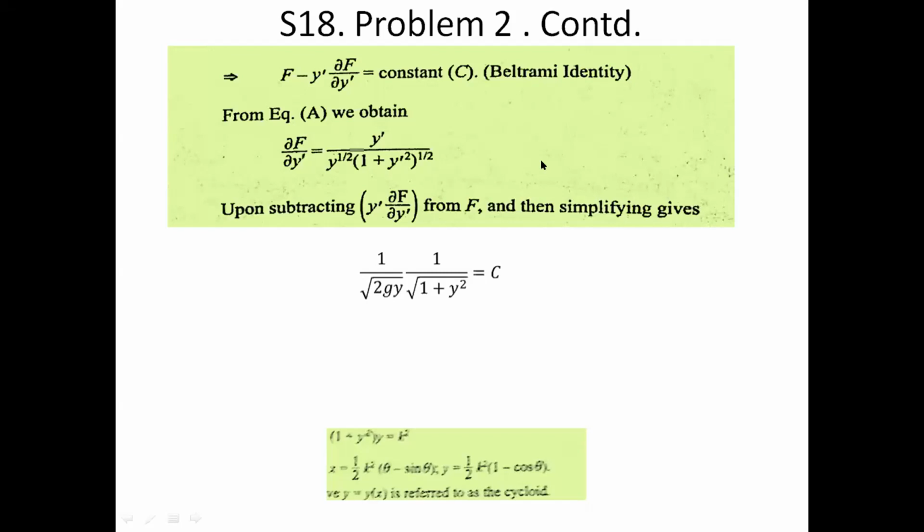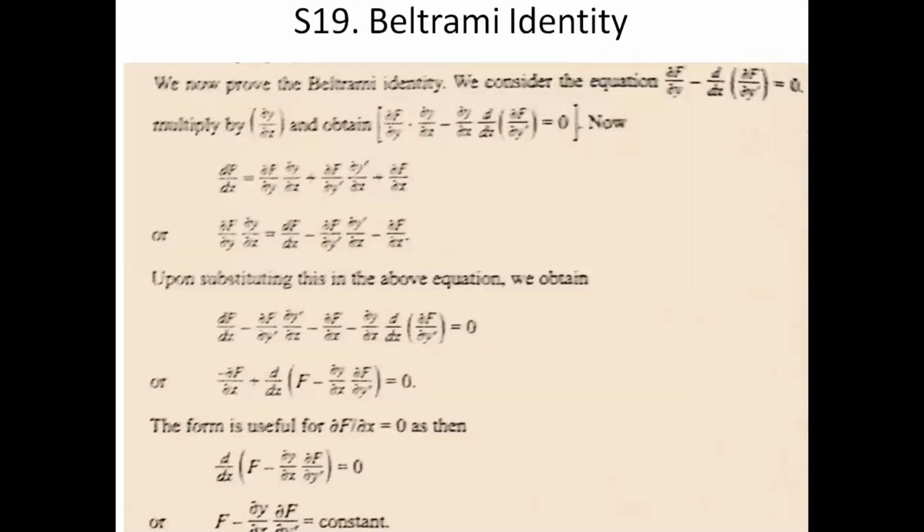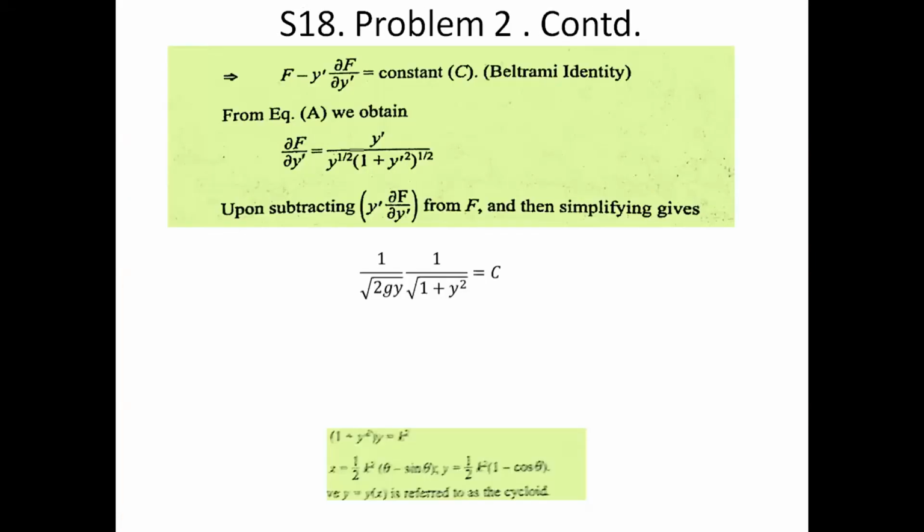So we have slide number S17, and as I said, we have identified the functional and the Euler-Lagrange equation that the functional has to satisfy. When d/dx of ∂f/∂y' minus ∂f/∂y is 0, in slide S18 I can show that f minus y' ∂f/∂y' will be a constant. This is called the Beltrami identity. And I have a slide giving a proof of the Beltrami identity.